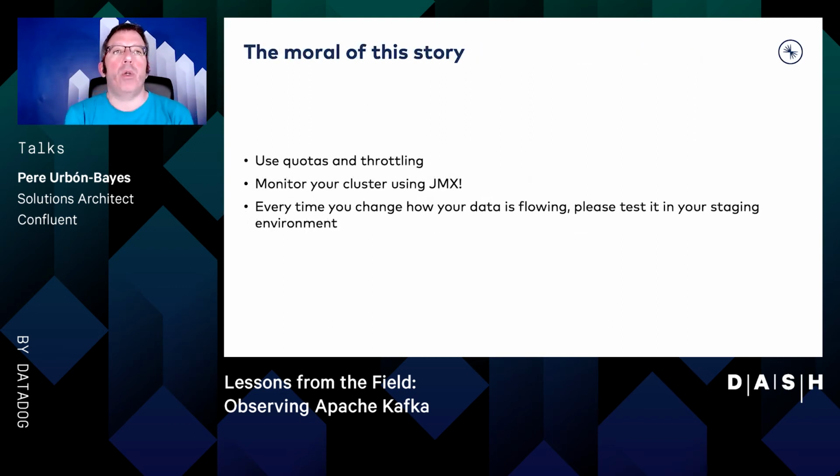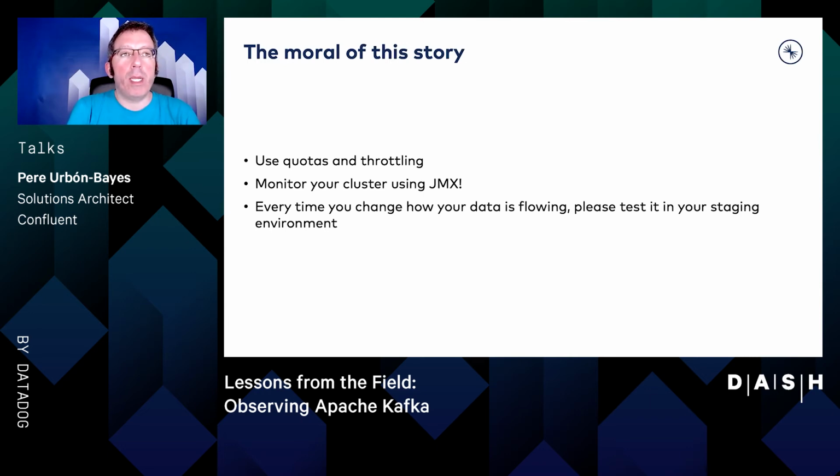The moral of this story is use throttling. Always, when you implement anything that moves data or does consumption, use throttling. As well, please implement quotas in Kafka. It's a very nice feature that will segregate a share of network thread and IO thread percentage usage for a given client. And this will prevent you from having a problem like this.